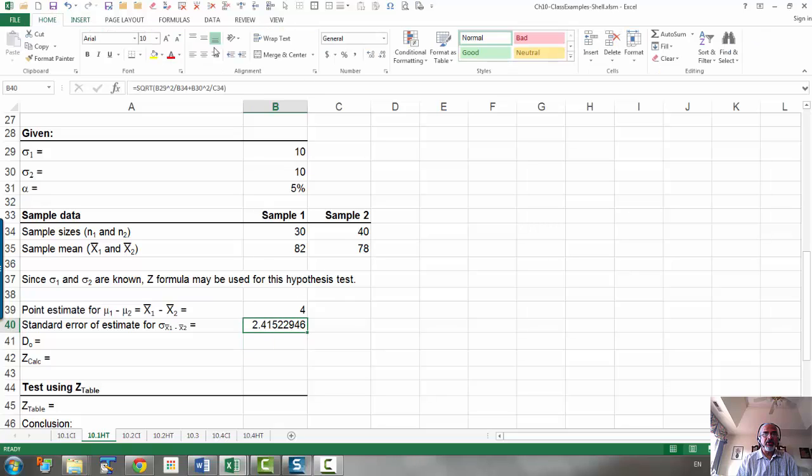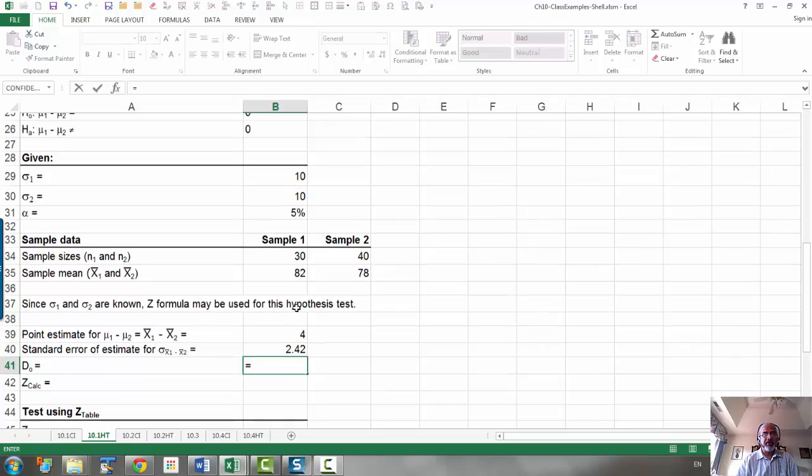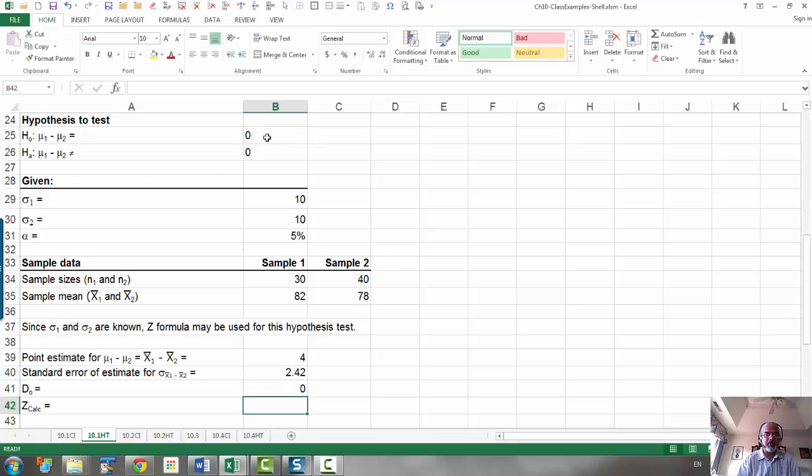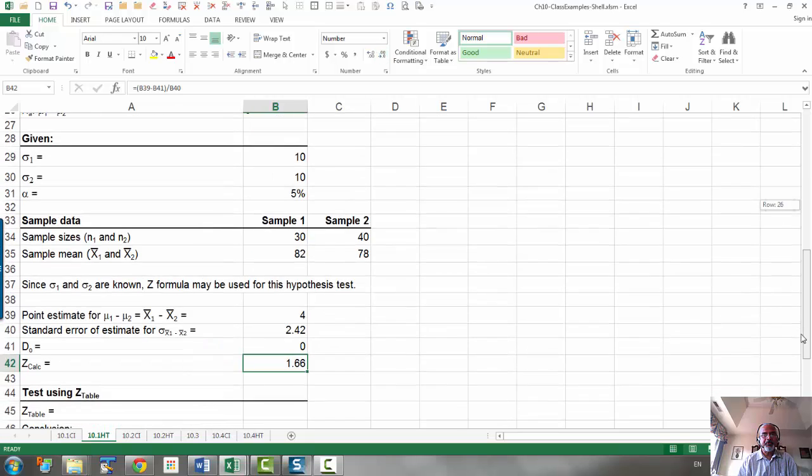Now d sub 0 is the right-hand side value for the hypothesis. We can select one of them, they must be the same, obviously. And then we compute the calculated value for z using the formula: the point estimate minus d sub 0, divided by the standard error. That will give us the calculated statistic, the calculated z value.